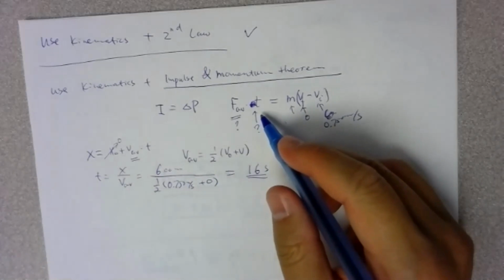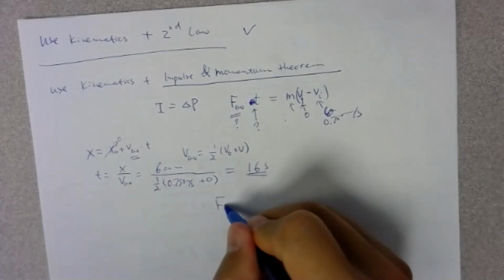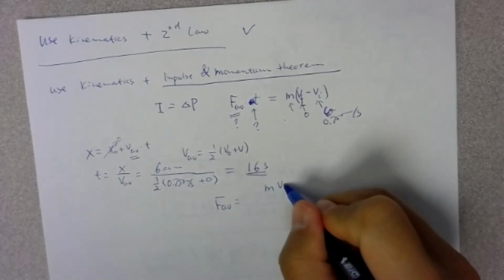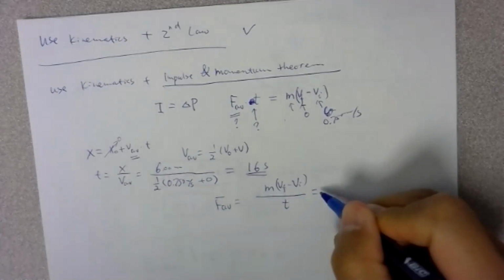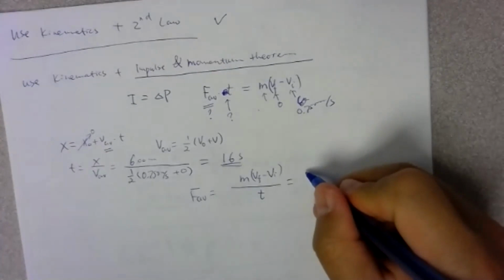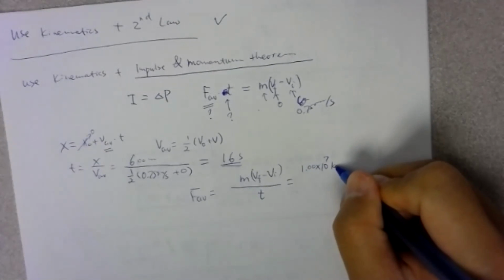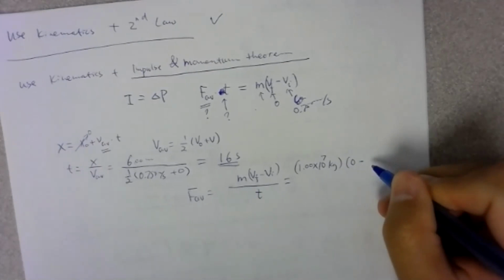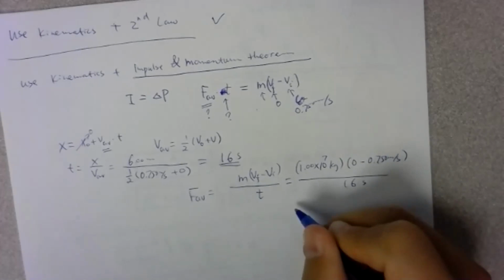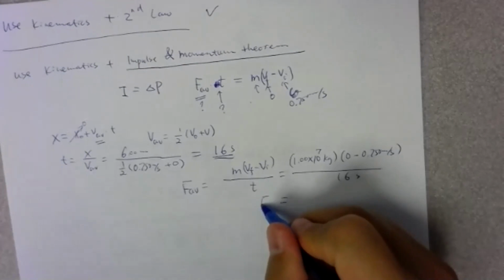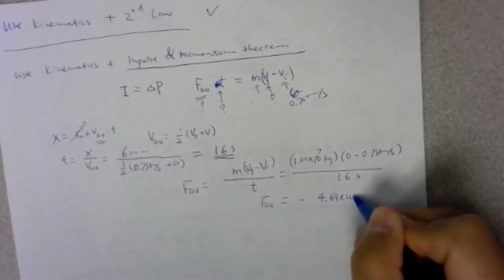All right, so then take t equal to 16 seconds here. You should be able to solve for your average force. The average force should be equal to m times v final minus v initial, divided by t. So the mass is 1.0 times 10 to the 7, the final is 0 minus 0.750 meters per second, divided by the 16 seconds. That gives you your average force to be minus 4.69 times 10 to the 5th newtons.